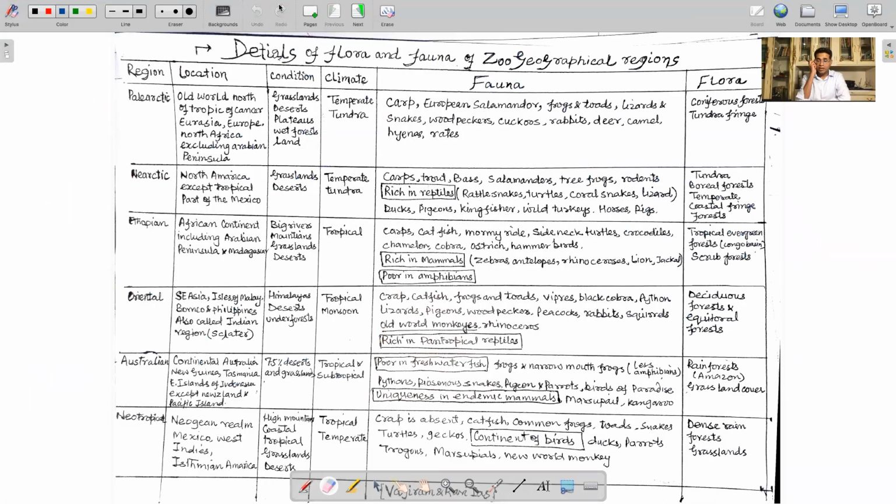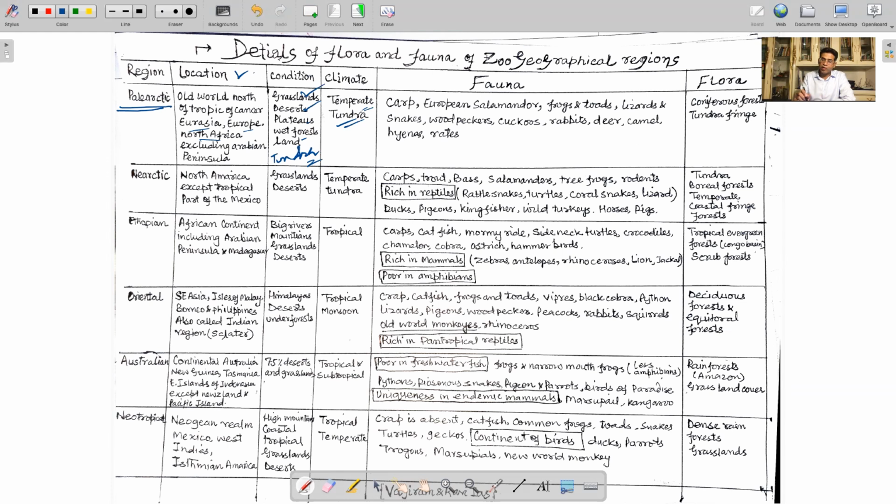Now, to sum this up, we can look up this small summary that I have. Now look at the summary. So what we have done is, we have a tabular form. For each region, we have mentioned the name, location. Palearctic, you understand, is the old world, north of the Tropic of Cancer: Eurasia, Europe, North Africa, excluding the Arabian Peninsula. Conditions is a very big range of conditions: grasslands, deserts, plateaus, wet forests. To this, you can also add there are tundra conditions also. So your climate is also tundra and temperate.